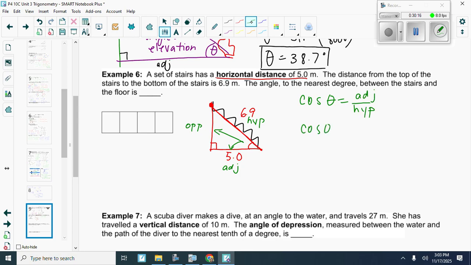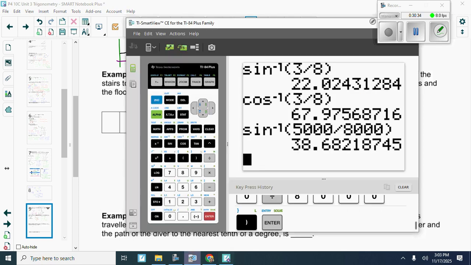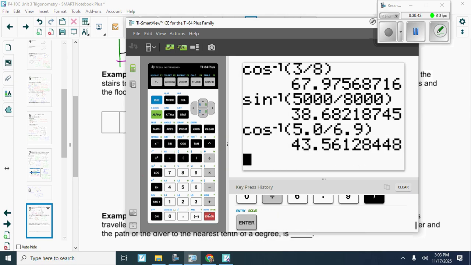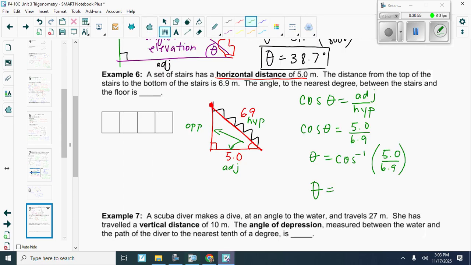Then substitute your numbers in. The adjacent was the 5.0. The hypotenuse was 6.9. We're going to do the inverse cos of 5.0 divided by 6.9. I'm just going to head over to my calculator. Inverse cos 5.0 divided by 6.9 and my bracket. It's set to the nearest degree. So we check the number next door, 5 or above, we're going to round up, so we're going to be up to 44 degrees. Get the little degree sign.